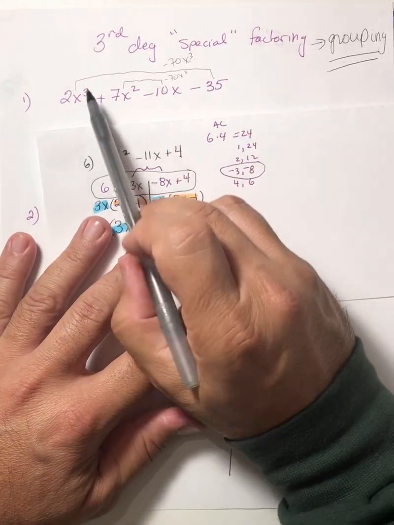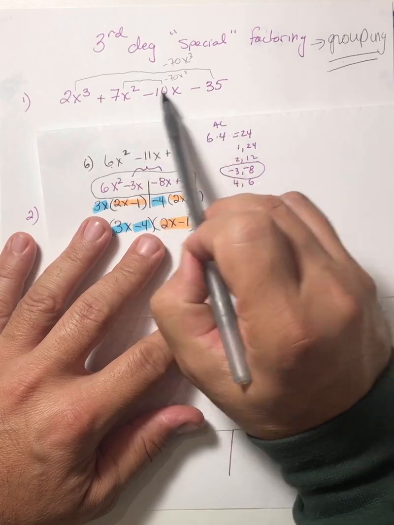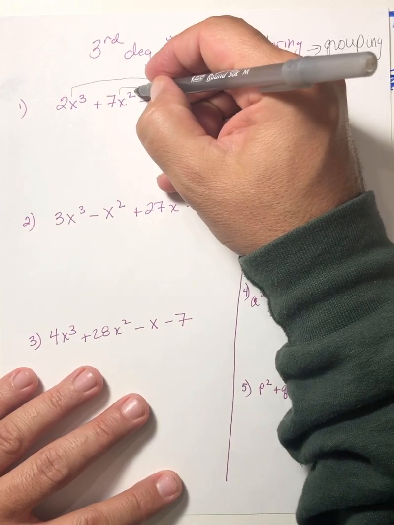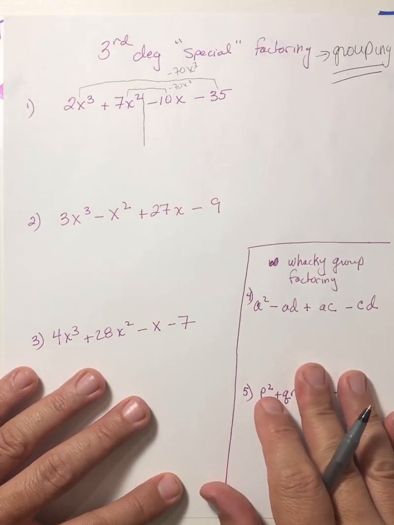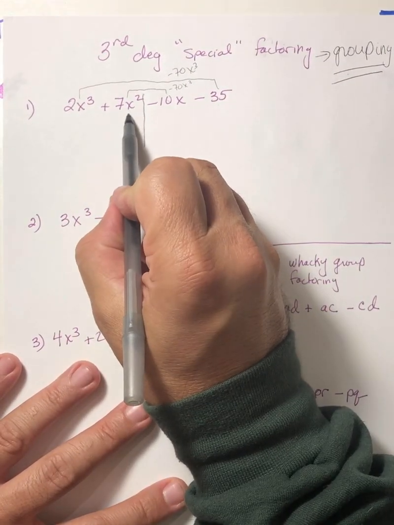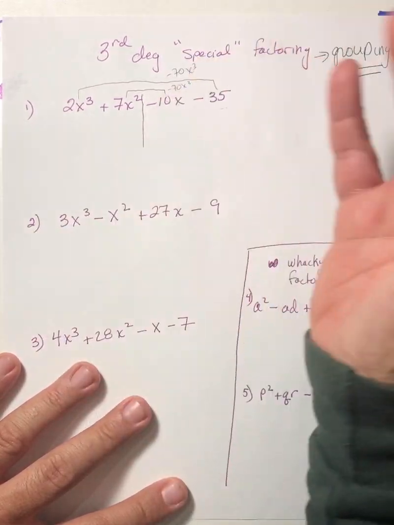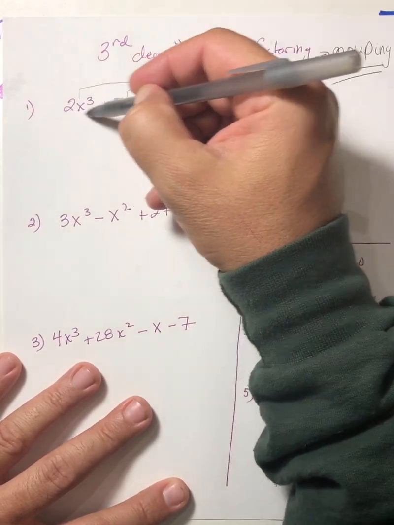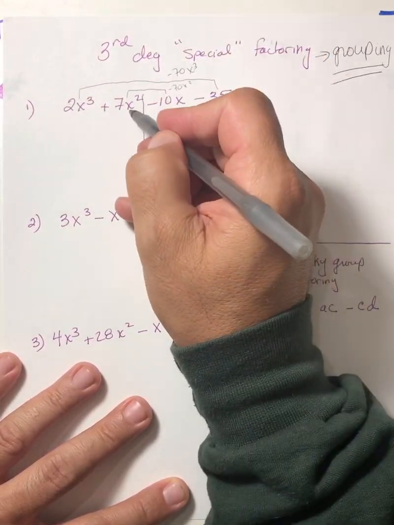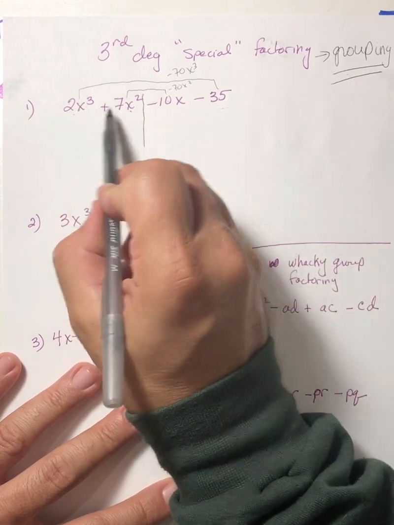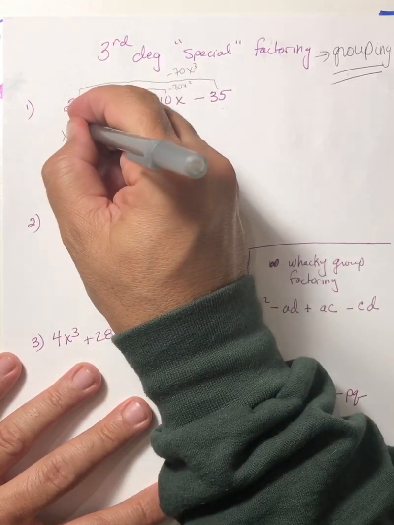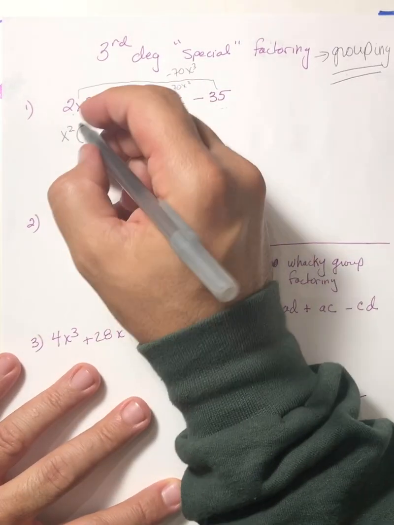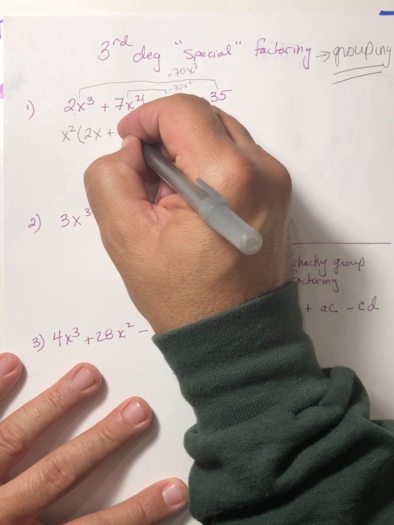Well, count it out. How many terms do we have? 1, 2, 3, 4. They're in descending order. So we're going to just split down the middle. And then all I say is GCF, GCF, and we do one more round of GCF. So we have 3 GCFs and we're done. So what is the greatest common factor over here? Well, we have an x squared and an x cubed. Nothing takes care of the numbers, so x squared is the greatest common factor. And then on the inside, we have 2x plus 7.